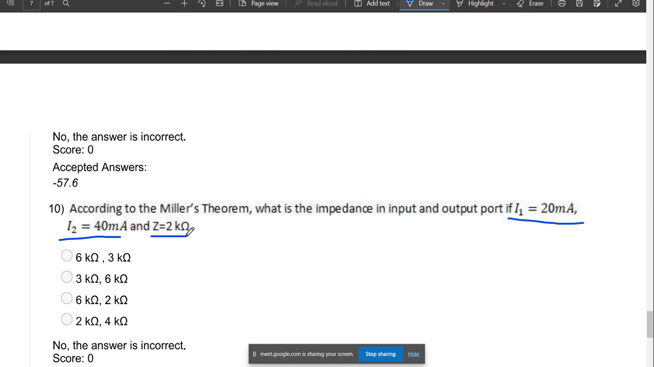Miller's theorem you would have already studied. There are formulas given in the NPTEL lectures, right? So you just have to directly put in the formula and get the value. I1 is 20 milliamperes, I2 is 40 milliamperes, and Z is equal to 2 kilo ohms is given. You need to find this out. I'm giving you 2 minutes. Directly put in the formula and you can get it.